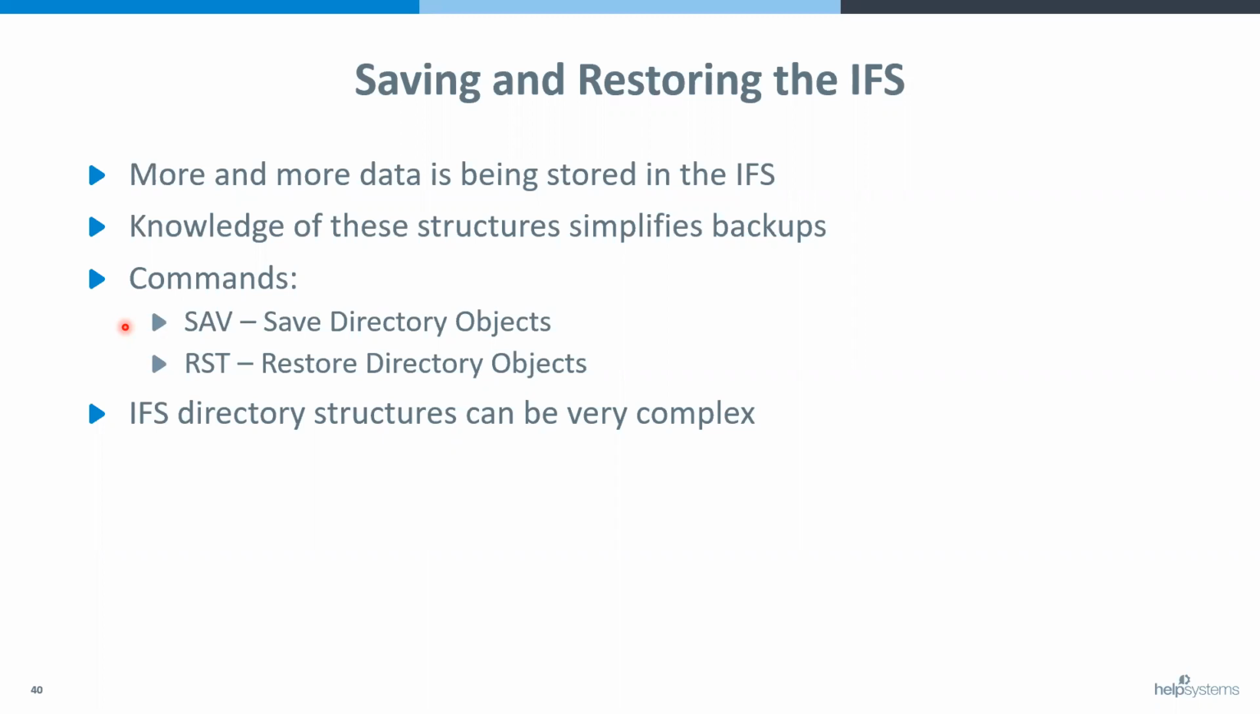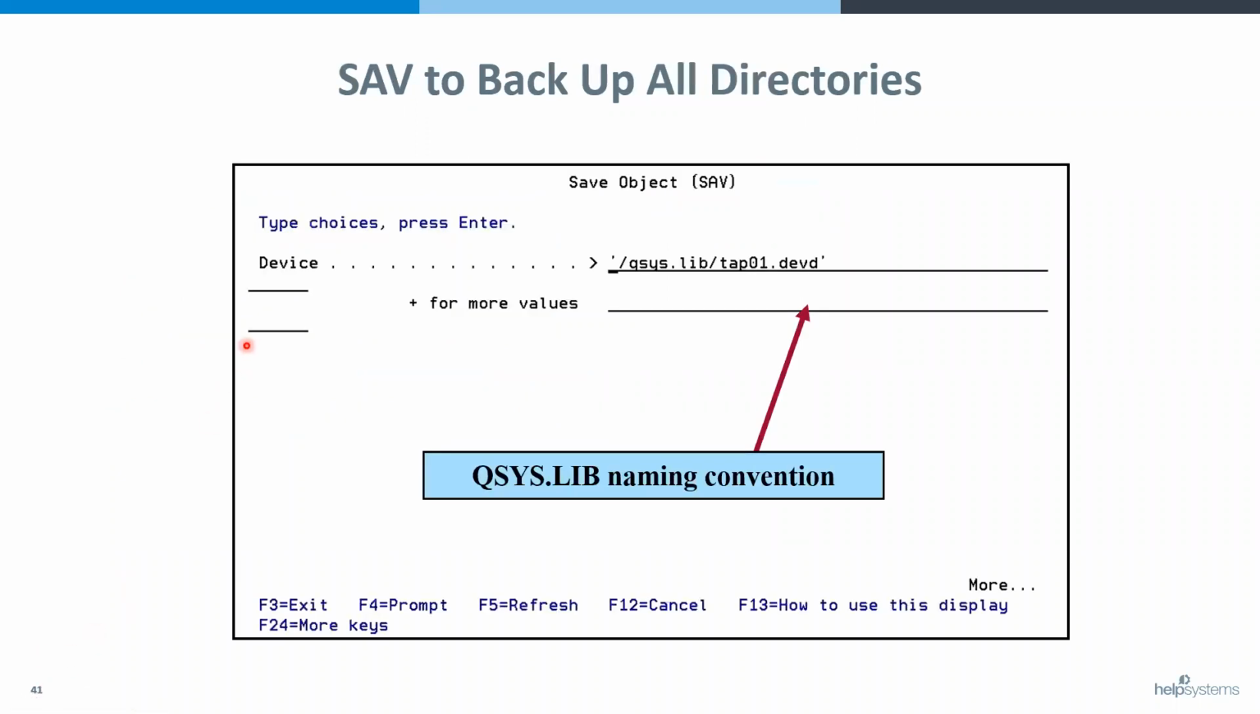But you might only be getting that once a quarter, once a month, depending upon when you do full saves on your full system. So the whole IFS directory can be complex for the operations team, but this is basically how you use SAV.